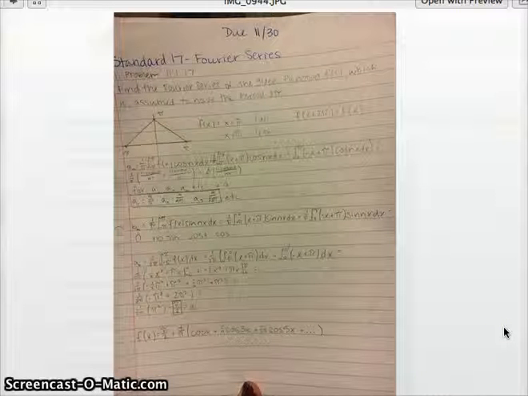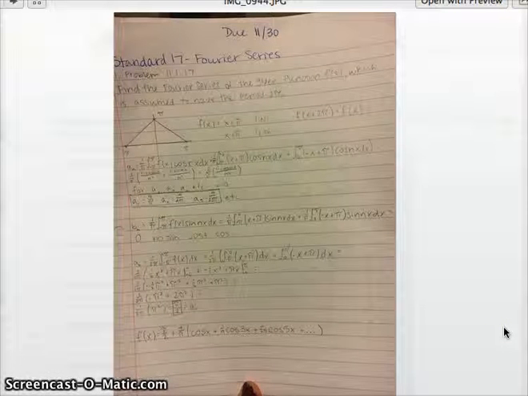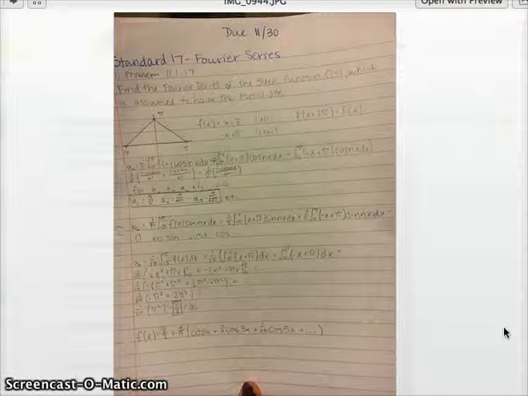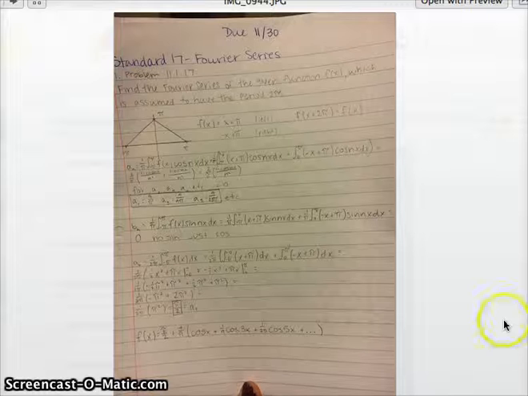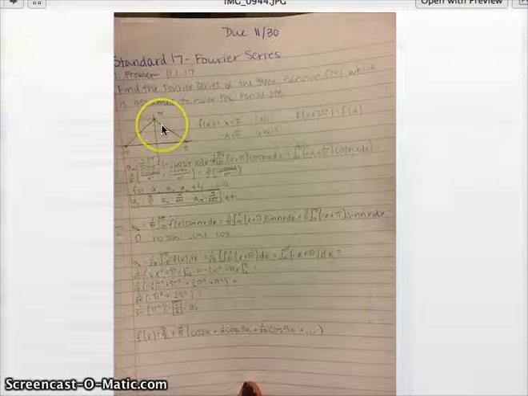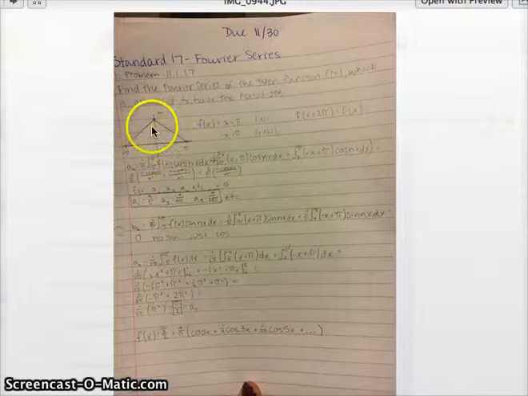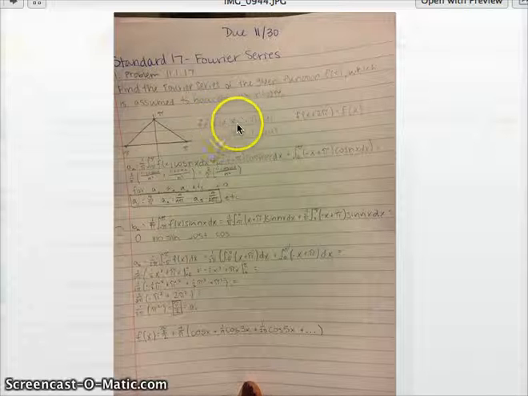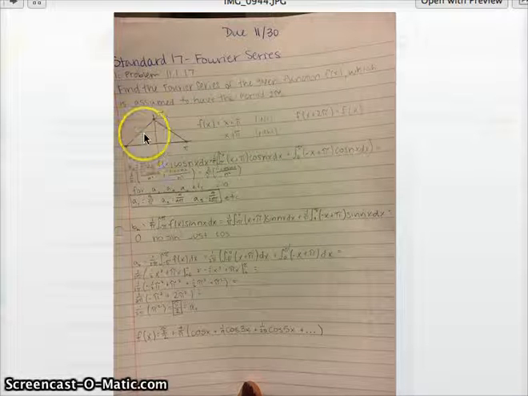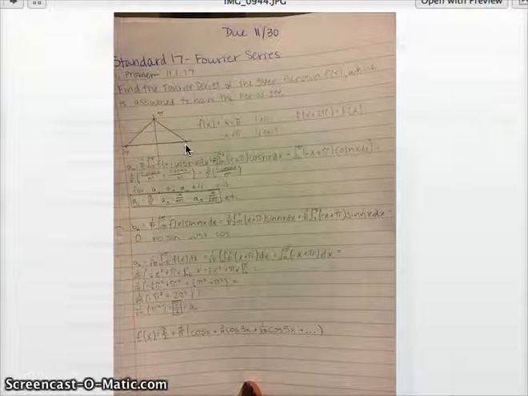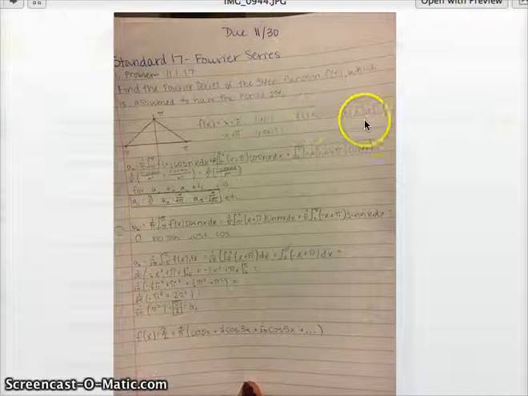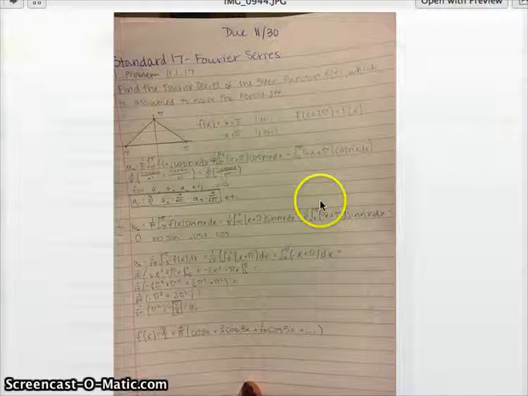All right, so for standard 17, I did problem 11.1.17. Find the Fourier series of the given function f of x, which is assumed to have the period 2 pi. This is the function. It was just shown as the graph. So that is f of x equals x plus pi from negative pi to 0 on this side, and then negative x plus pi on the right side from 0 to pi. So then f of x plus 2 pi equals f of x because it's repeating.